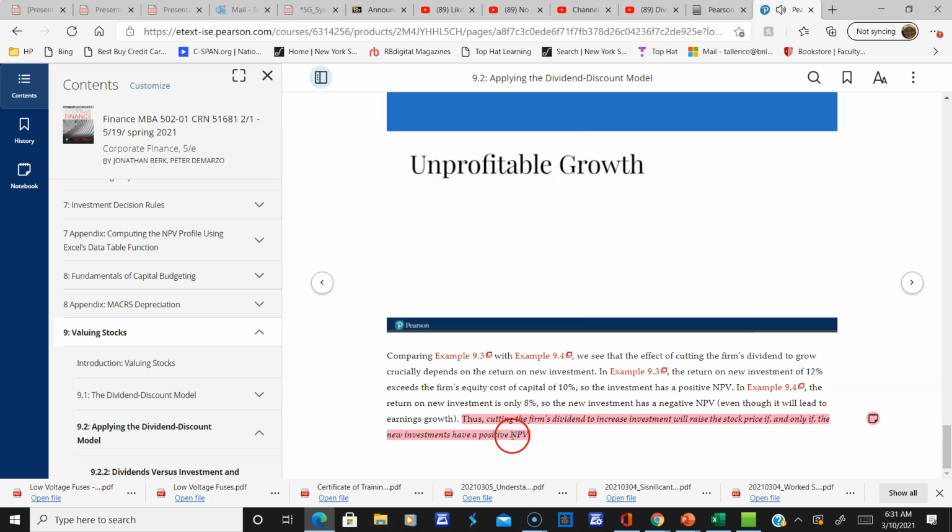Okay, so that's an important point, and I highlighted a very important line with just what he said. Thus, cutting the firm's dividend to increase investment will raise the stock price if and only if the new investments have a positive net present value. And that's always the underlying point here.